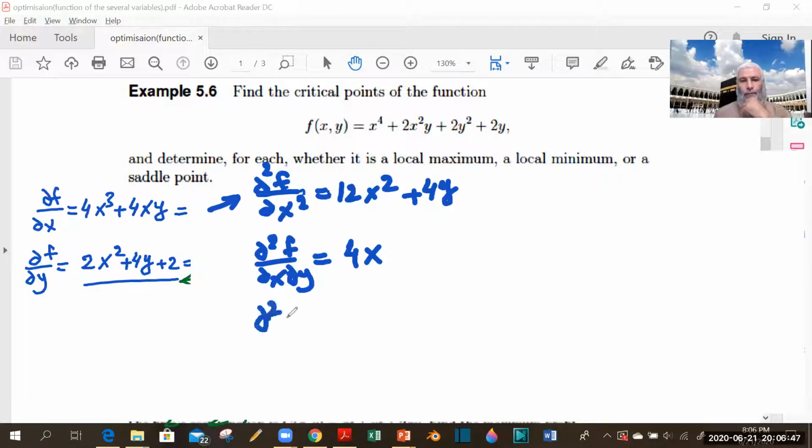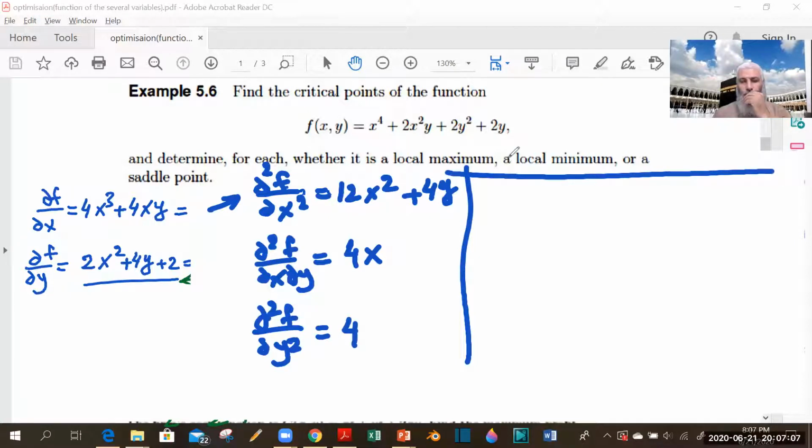Yes. d²f/dy² from here would be 4, just 4. And here, in order to find d, we multiply 12x² + 4y by 4, and minus, yes? We will calculate these values.